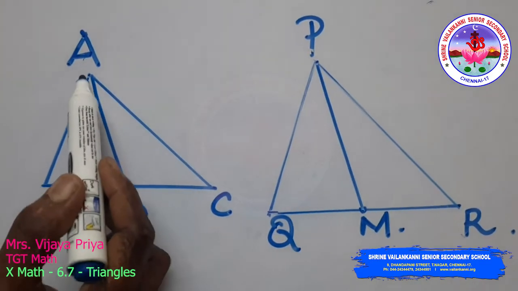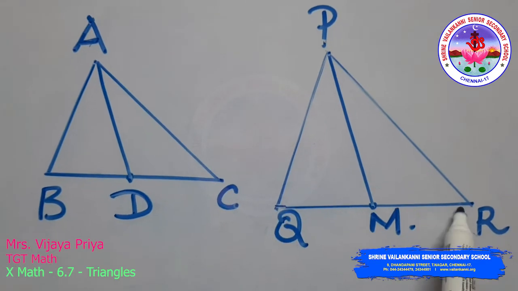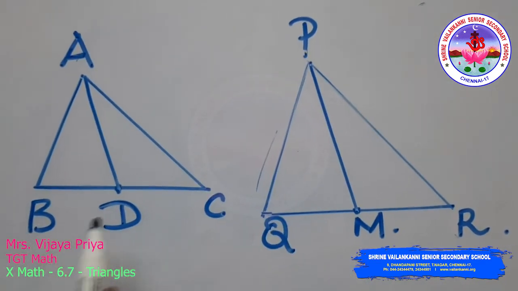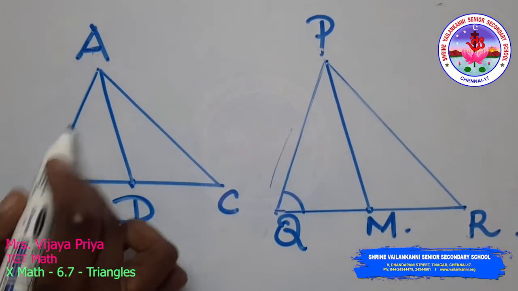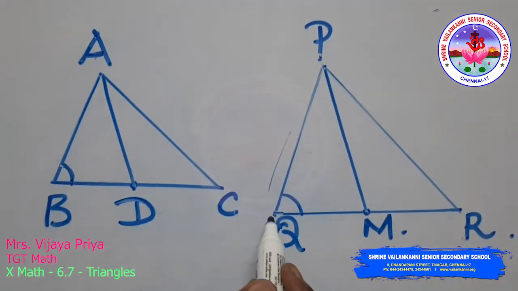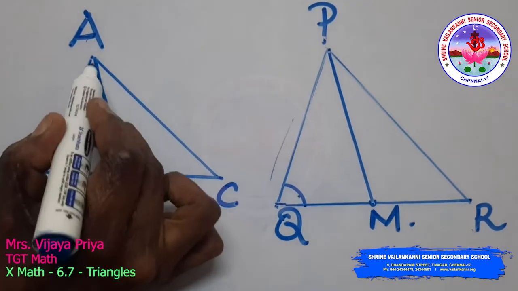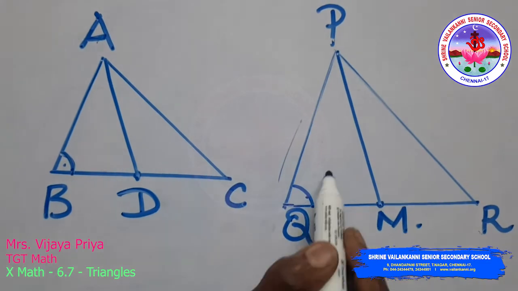Since he has given that AB by PQ is equal to BC by QR, those two sides of these two triangles are in proportion. So if I prove angle B is equal to angle Q, I can use SAS similarity to prove triangle ABC is similar to PQR. In order to prove angle B is equal to angle Q, first I need to prove that triangle ABD is similar to triangle PQM.